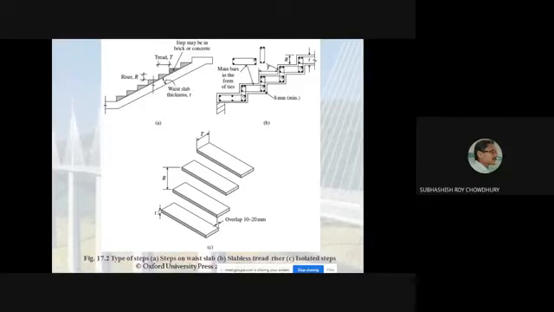So the steps will be there, but the stairs are made of either brick, or it may be constructed with concrete. Whatever may be the material of the steps, these are not part of the structural elements. So the steps are not the structural elements, but there may be some type of stair where the steps will be the main structural component.